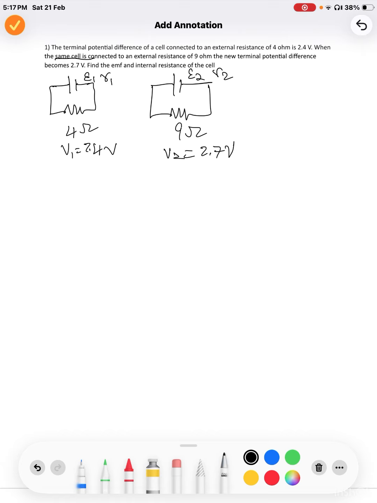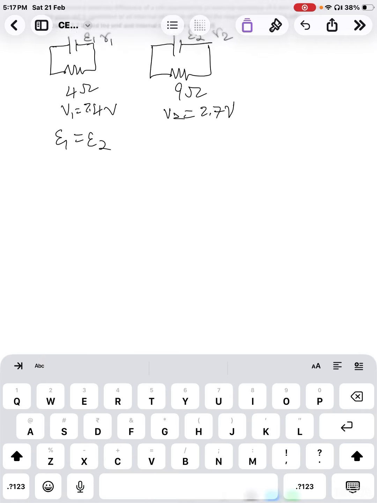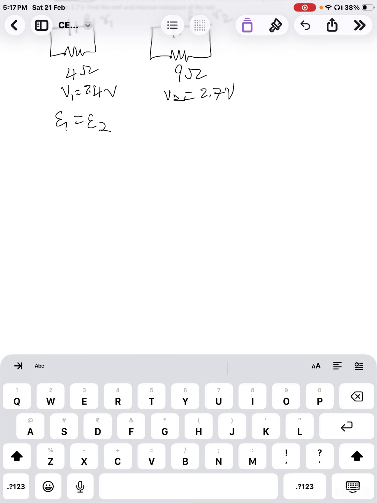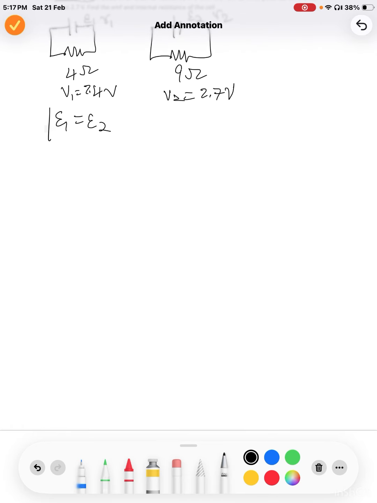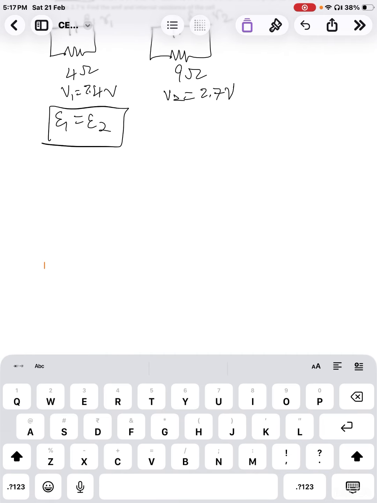So if E1 is equal to E2 because of the same cell, and the internal resistance also remains the same, so here R1 is also equal to R2. Here what we have to observe is that we know the EMF formula.